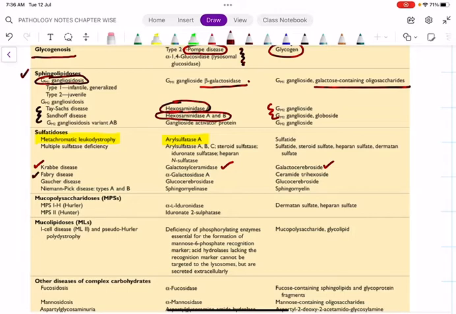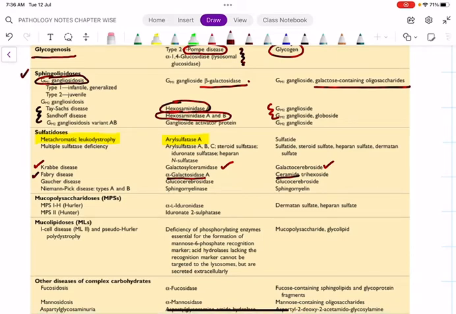Then Fabry's, it is alpha galactosidase A, whereas beta galactosidase is GM1 gangliosidosis. Alpha galactosidase is Fabry's disease, so ceramide will accumulate. They will ask, in which of the following deficiencies will ceramide accumulate? Fabry's disease. What is the next question in Fabry's disease? What is the enzyme defect?